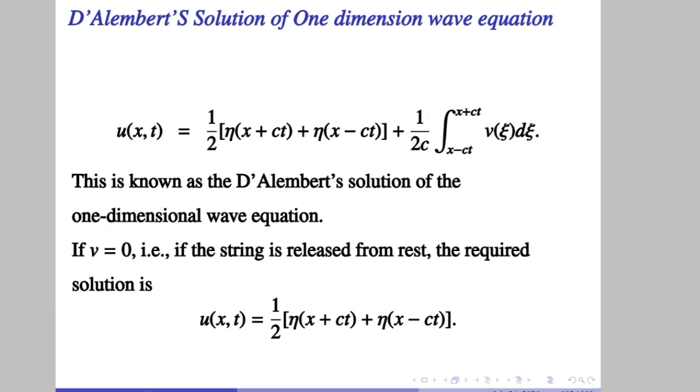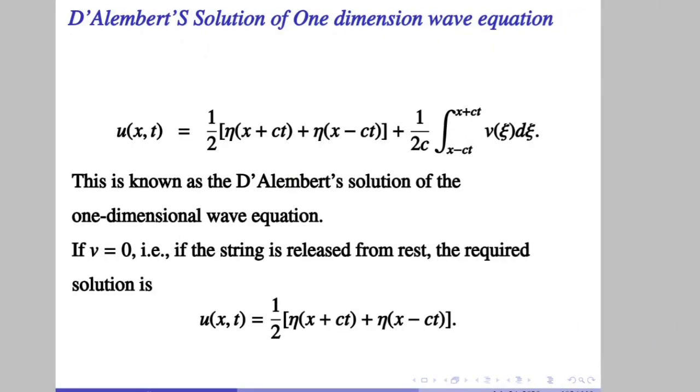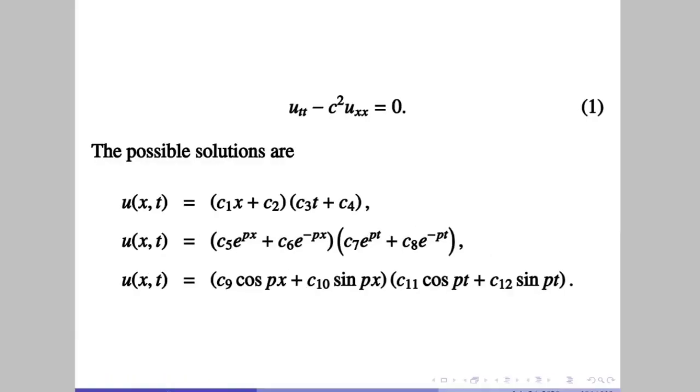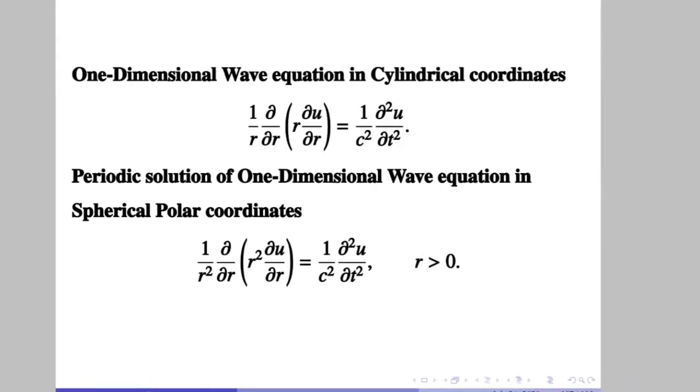If v is equal to 0, that means the initial velocity is 0, then the solution becomes u of x comma t. Initial velocity 0 means the string is released from rest; there is no velocity before releasing the string. So u of x comma t is equal to 1 by 2 times eta of x plus ct plus eta of x minus ct. Then the possible solutions of the wave equation are these.